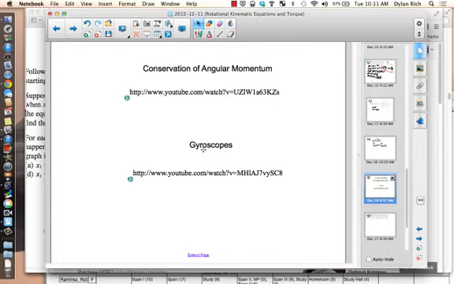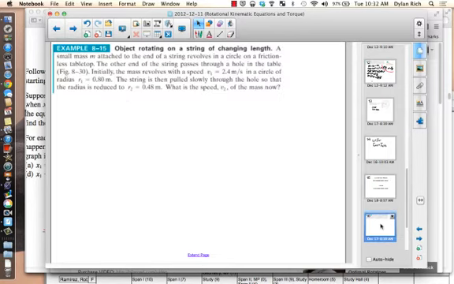It's applying a torque, so that means there has to be a change in momentum. And the change in momentum is that rotation that you're seeing there. Change in angular momentum, I'm sorry. So let's go on to this problem.